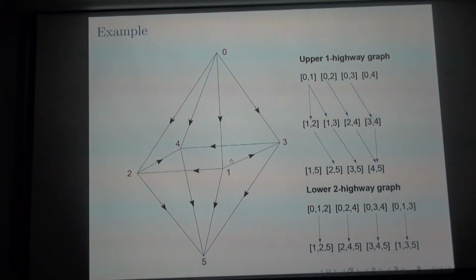Here's a picture, here's your graph, a directed graph. And so here you can see how in the upper highway graph the 1 simplices are the vertices, and you have an edge from 0, 1 to 1, 2 because here's 0, 1, and here is 1, 2. So you have a directed edge from 0, 1 to 1, 2. And similarly for all the rest of them. In the lower two highway graph, the vertices are the 2 simplices, and the edges are intersections of, for instance, 0, 1, 2 with 1, 2, 5 on the last face of 0, 1, 2 and the first face of 1, 2, 5. Okay?